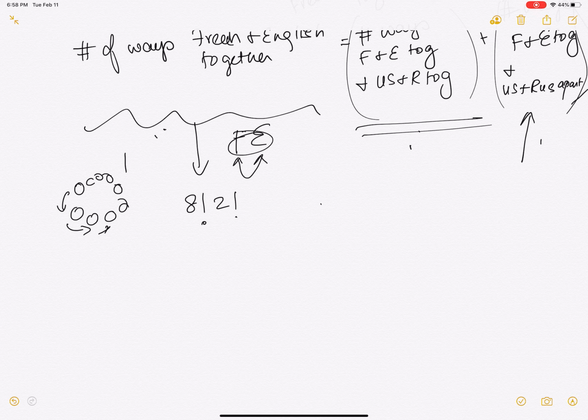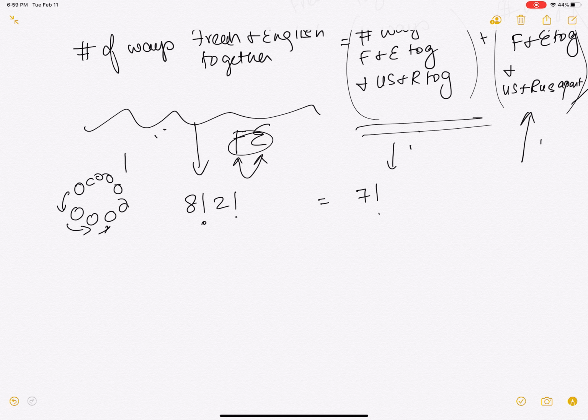Okay? And now let's look at this. The number of ways the French and English are together, that's one thing. And the US and the Russian are together. So you've tied those two together, tied those two together. So now what do you have? You have 8 people. How many ways can you arrange 8 people? You can think of them as one person each or one entity. How many ways can you arrange 8 people at a circular table?